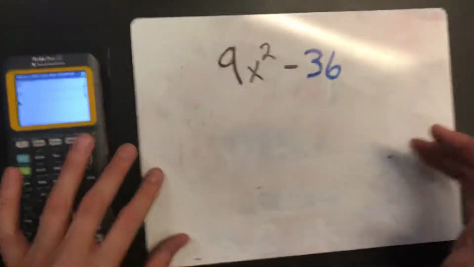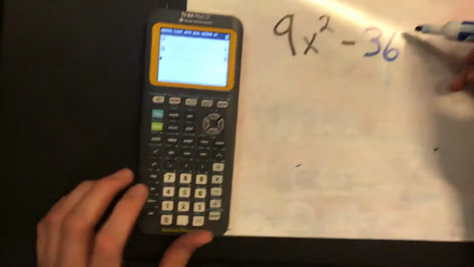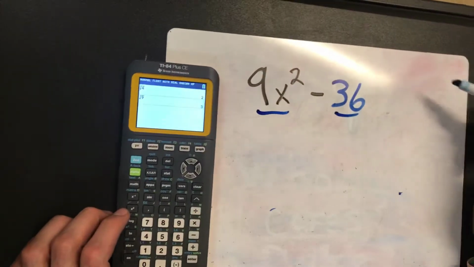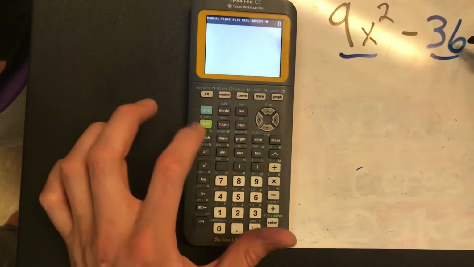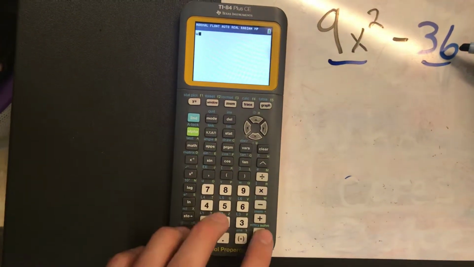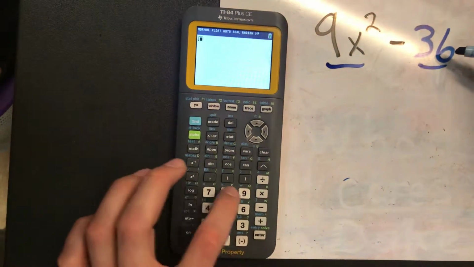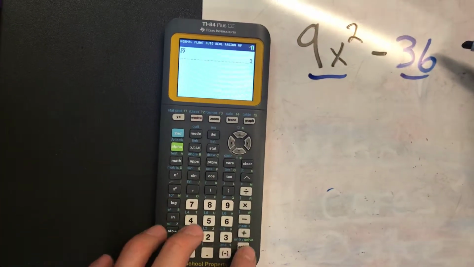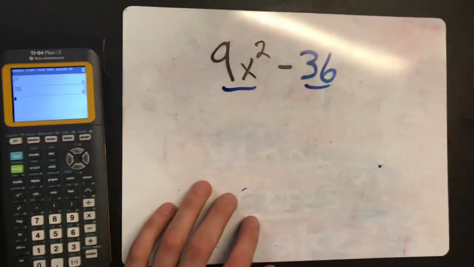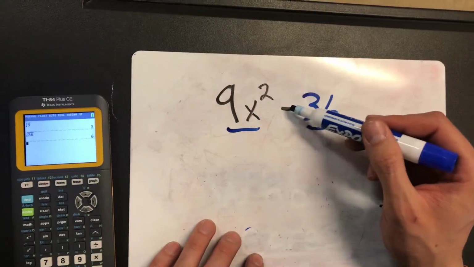So we're going to take a look at one more. First we check, is this a perfect square binomial? Do we have two terms? Yes. Is each term a perfect square? Yes. Square root of 9 is a whole number, 3. Square root of 36 is a whole number, 6. And then do we see a subtraction sign in between our two terms?